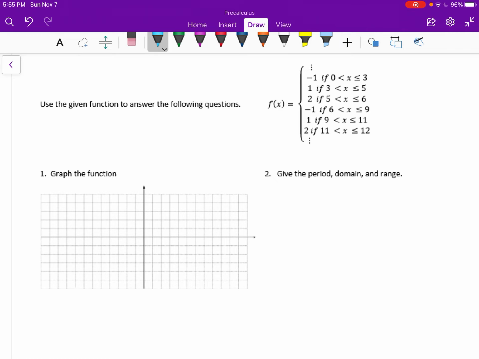We're going to graph it, then we're going to give the period, domain, and range, and we're going to write the equation in simpler form. So let's go ahead and graph this.